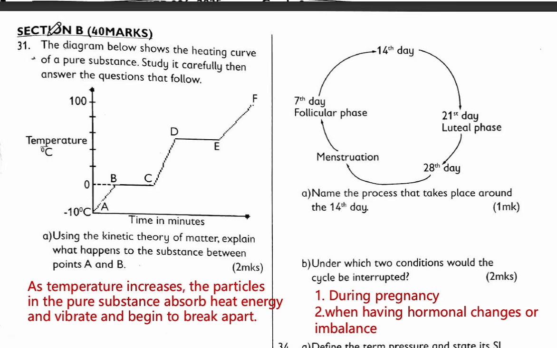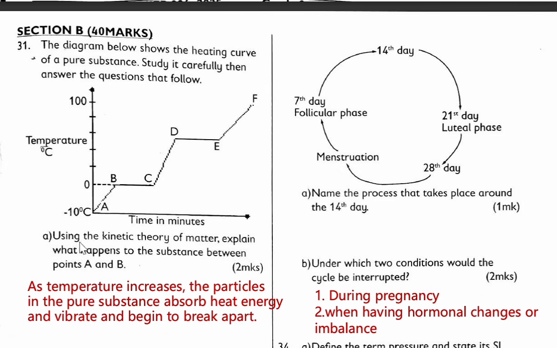We're going to continue with section B, which is 40 marks. The diagram below shows the heating curve of a pure substance. Study it carefully, then answer the questions that follow. You can see we have temperature, then time in minutes. So here we have some letters A, B, C, D, E, F.